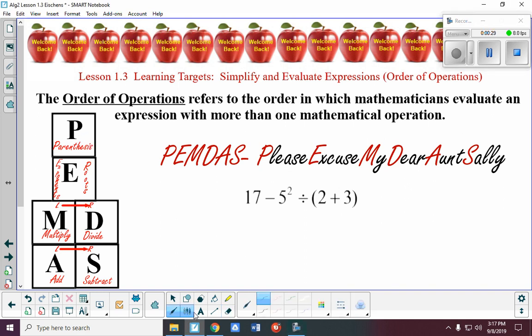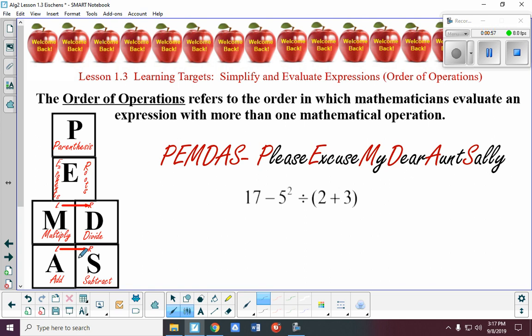Now that can also be brackets or absolute value. E stands for exponents and roots. So first we evaluate parentheses, then we go through and evaluate all the exponents or the roots. And then multiplication and division are equal in value. So with those, you work left to right, whichever one comes first. And then lastly, we do adding and subtracting from left to right, whichever comes first.